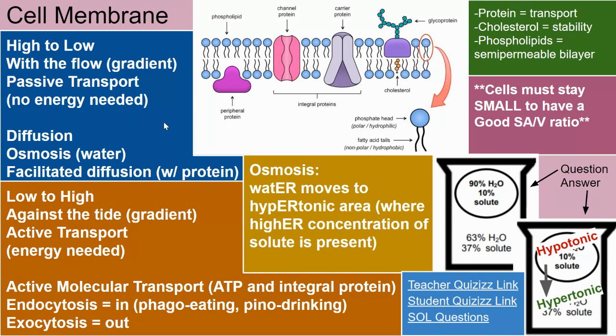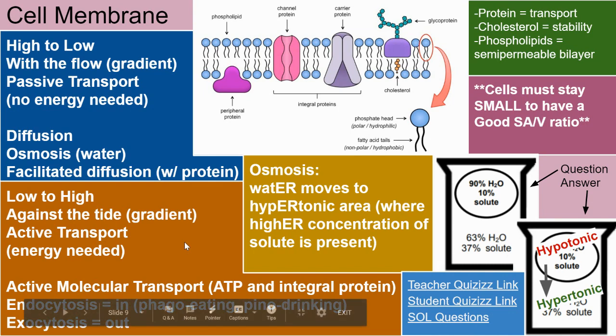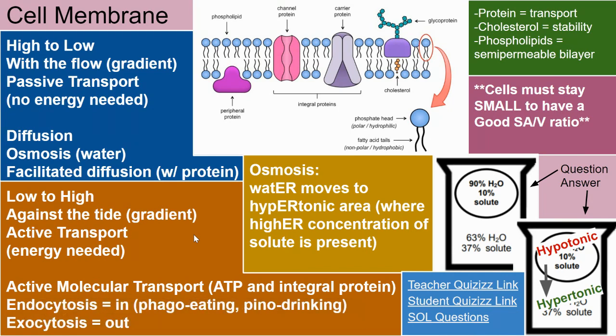Next, we talked about active transport, and active transport is shown down in this orange box down here, and it's kind of different from our passive transport. So our little jingle for that was, if it goes low to high, it goes against the tide, it's active transport. So low concentration to where it's high concentration goes against the concentration gradient. We call that active transport.